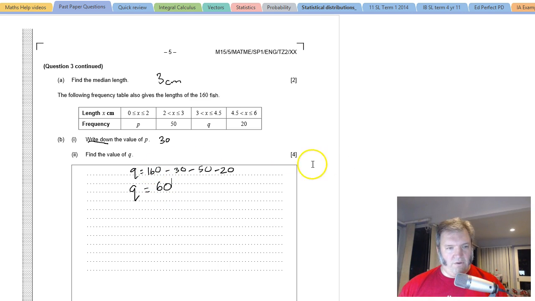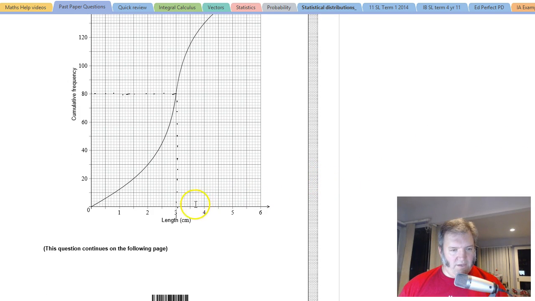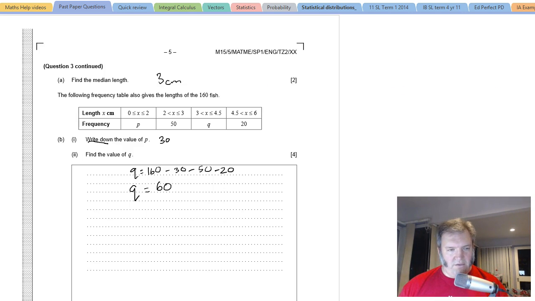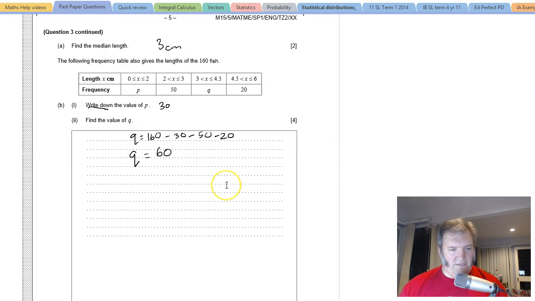What's the other way you could do it? It's between 3 and 4.5. You can come over here and say 3, there's 4.5, so 3 was 80. 4.5, we are up to 140, so that's a total of 60. Either way, we get 60.